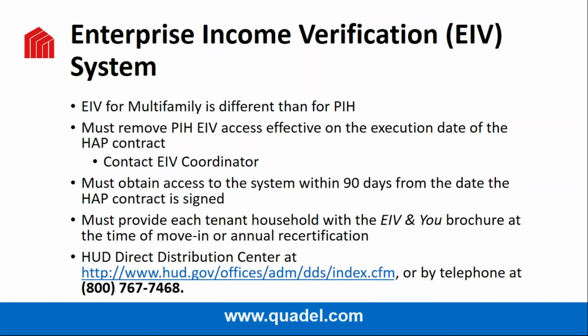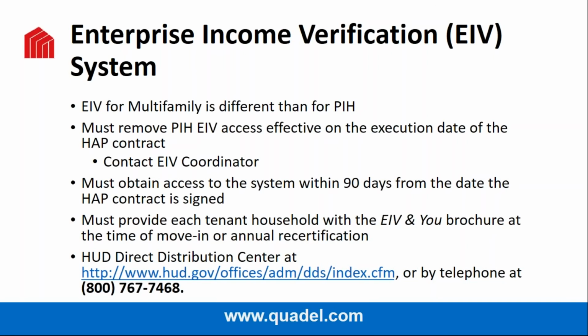So PHAs and owners must follow all EIV requirements as identified in HUD Handbook 4350.3, Chapter 9. When HUD rewrote the 4350.3, they dedicated the entire Chapter 9 specifically to multifamily EIV. So there's a lot of useful information in this chapter regarding EIV access and its use, so please familiarize yourself with this handbook in this chapter.